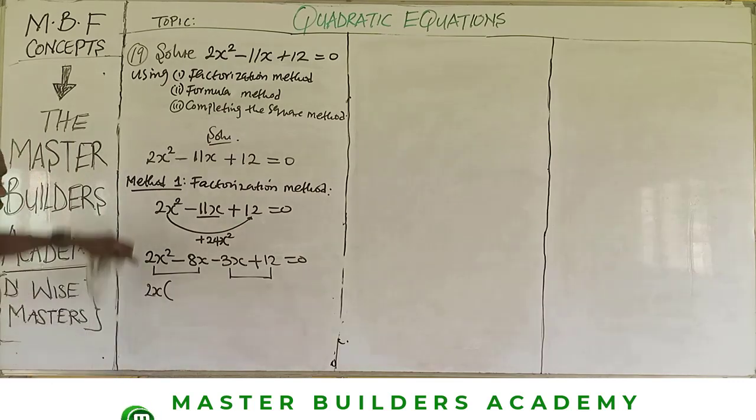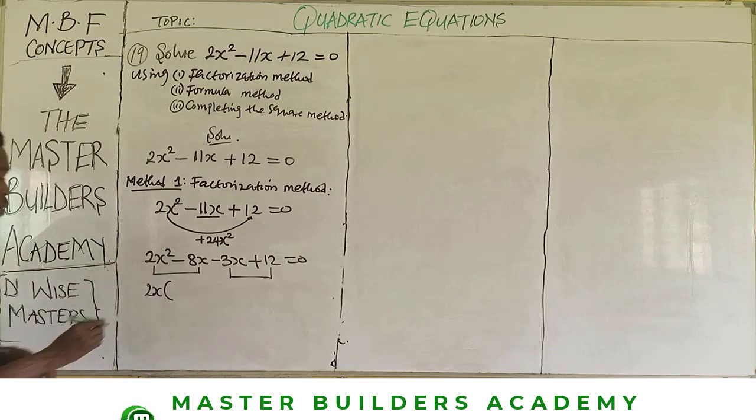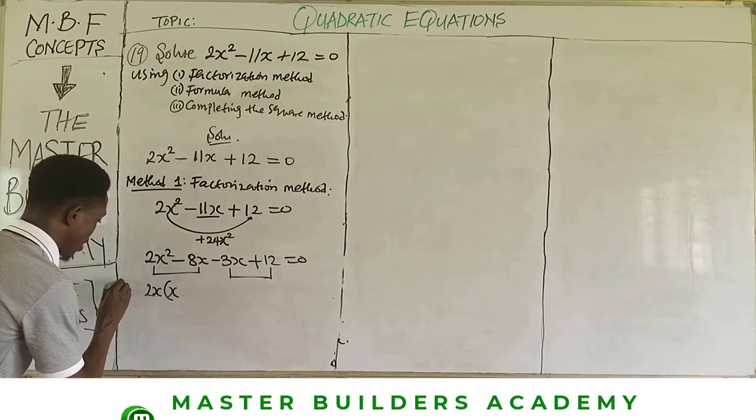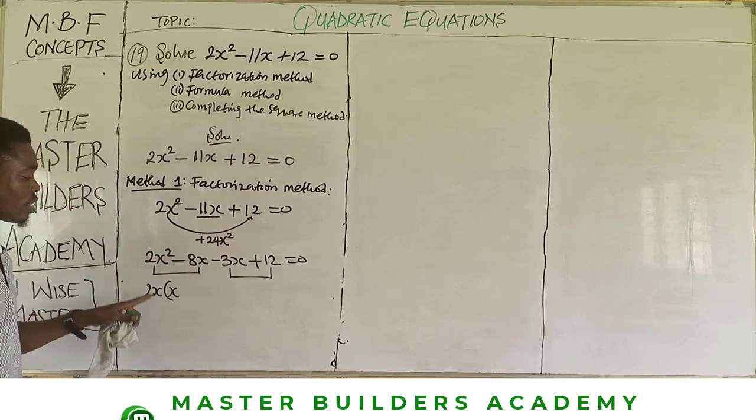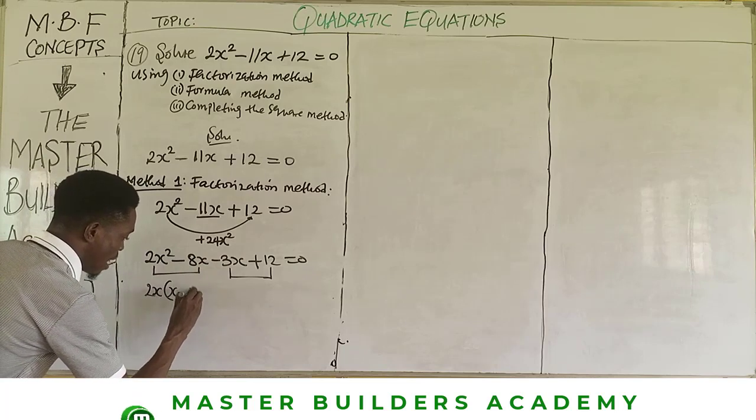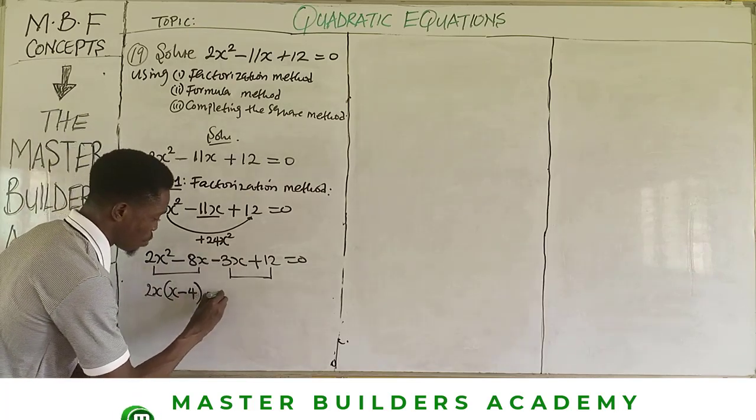Hope this is clear. Now, 2x squared divided by 2x. 2 cancels 2. x will take care of 1x here. We are left with what? 1x. Then the next is what? Minus 8x divided by 2x. x will cancel x. 8 divided by 2 will give us what? 4. So we have minus 4. Then between this middle sign, which is minus, we put it here.